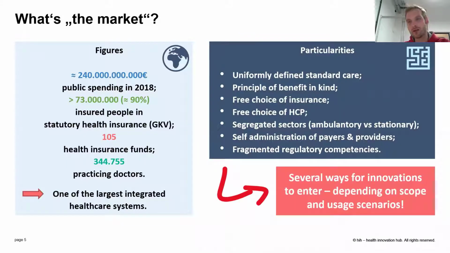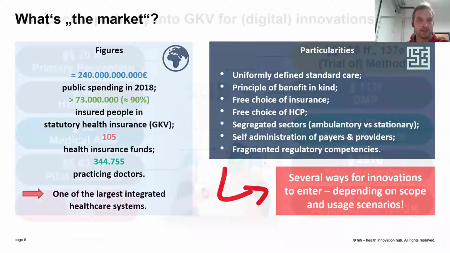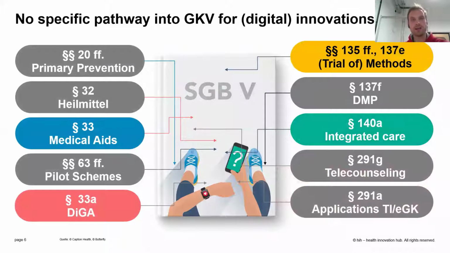So all in all, when we're talking about digital solutions, what is important to know is that there are several different ways for innovations to enter this system, and this highly depends on the scope and the usage scenario of the specific digital service or product. So here's a selection of different pathways into the statutory health insurance, which is the bigger market in Germany in comparison to the private insurances.